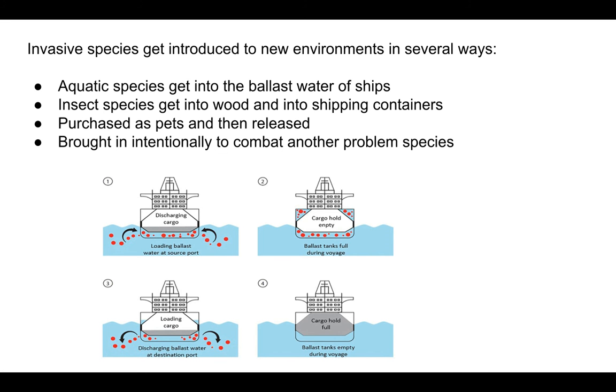Insect species, a lot of times they come in, a lot of them burrow into wood, so wood will have them in there, or they might get into shipping containers. So it's quite easy for insect species in the modern world, especially with airplanes, to get moved from continent to continent. A lot of times people buy them as pets and they get away. And sometimes people intentionally say, I want to get rid of this one species. There's this plant species that's a problem, so I have this one invasive species. I know, I'll bring in this caterpillar. Well, then that caterpillar becomes an invasive species.